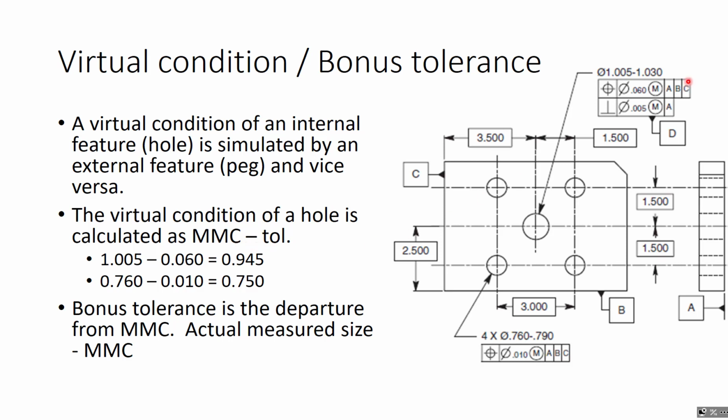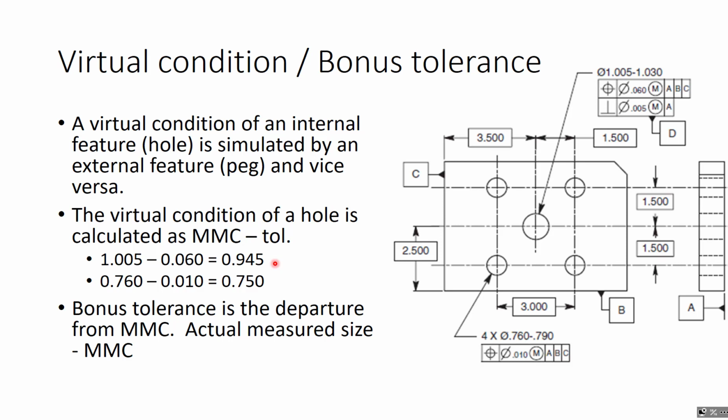tolerance. So here for the center hole, we've got a diameter of 1.005 to 1.030. The max material condition of the hole is the smaller number. It's when the part weighs the most. So 1.005. And then for the position, we're going to subtract the geometric tolerance. So 1.005 minus 0.060, and that's 0.945. That's the virtual condition of the hole, and that's describing the external feature or peg that would always, no matter what, fit through that hole when it's passing inspection.